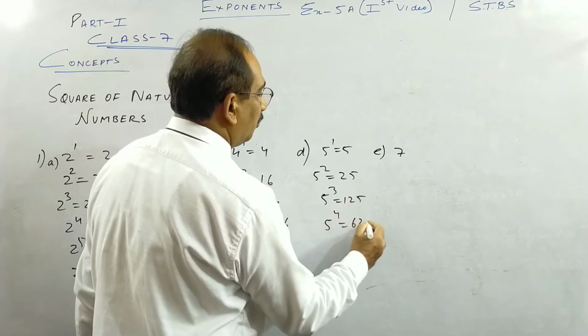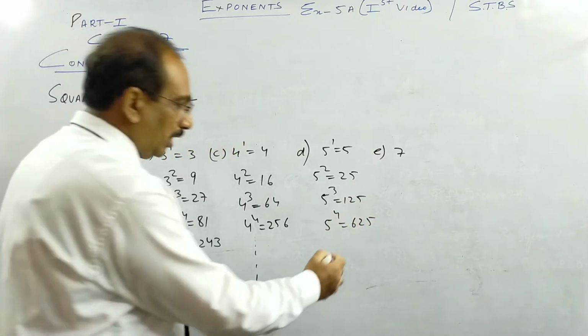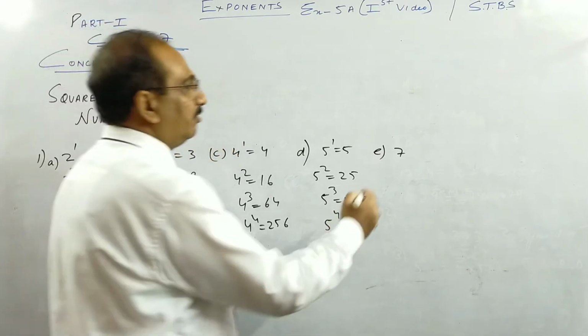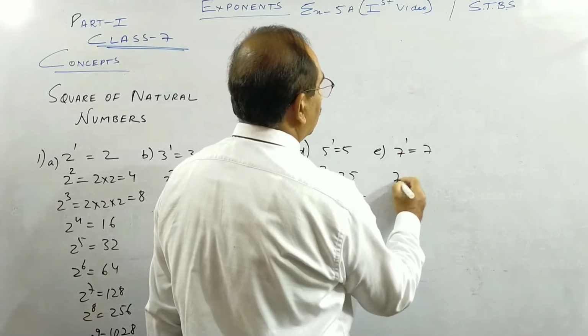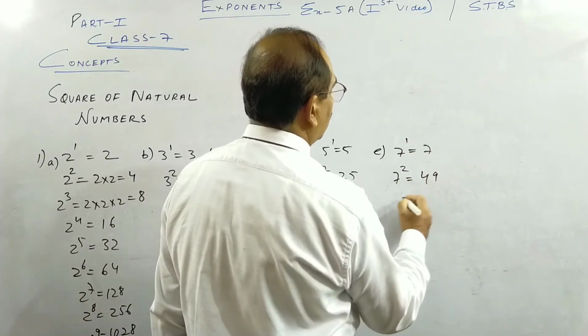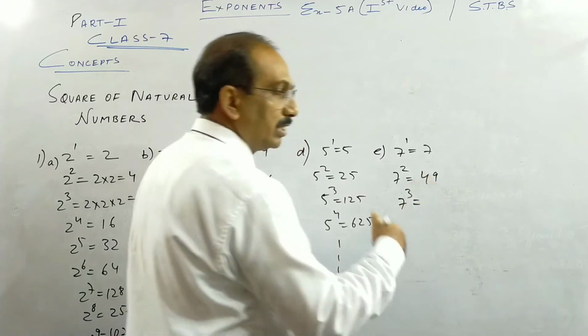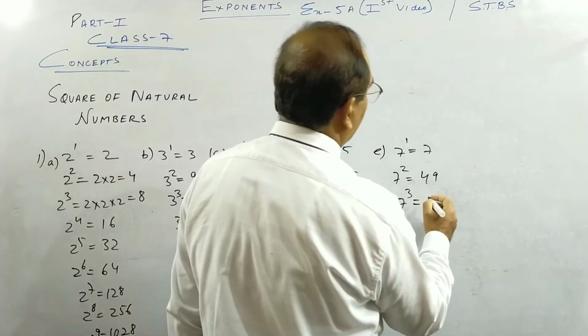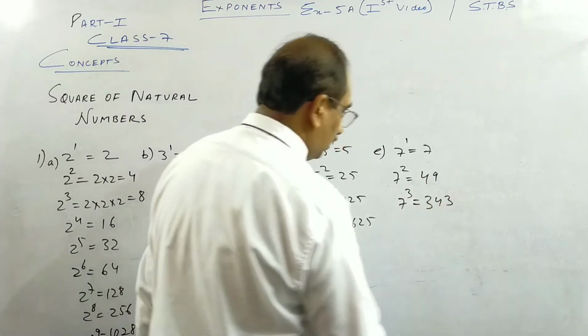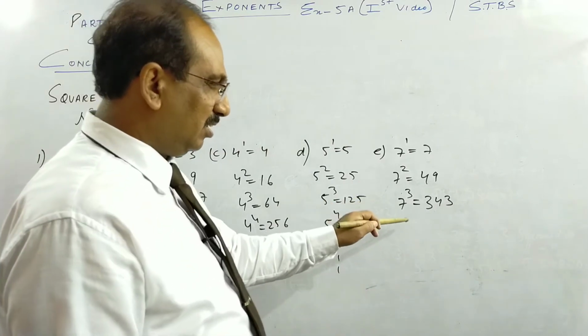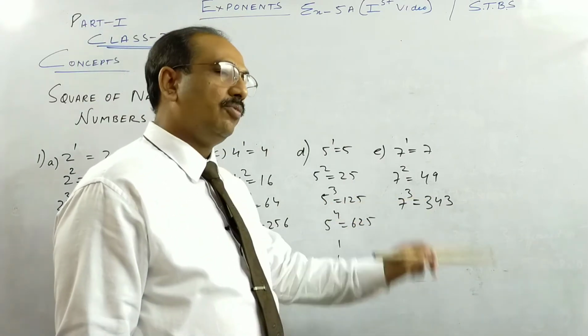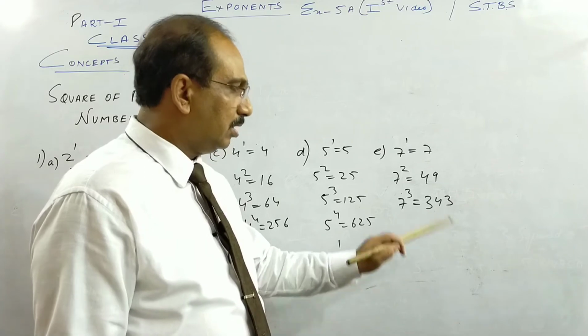5 to the power 4 is 625. So like that it goes, you learn. 7 with 7, same way 7 squared is 49. 7 cubed means 7 into 7 into 7. So I think this is 343. Okay, 49 sevens, I think, is 343.